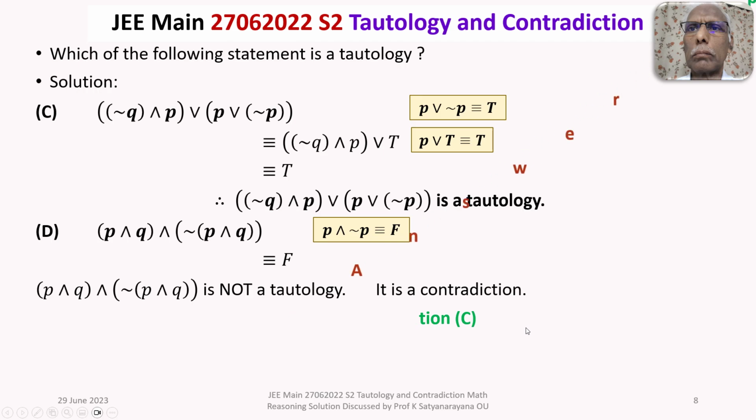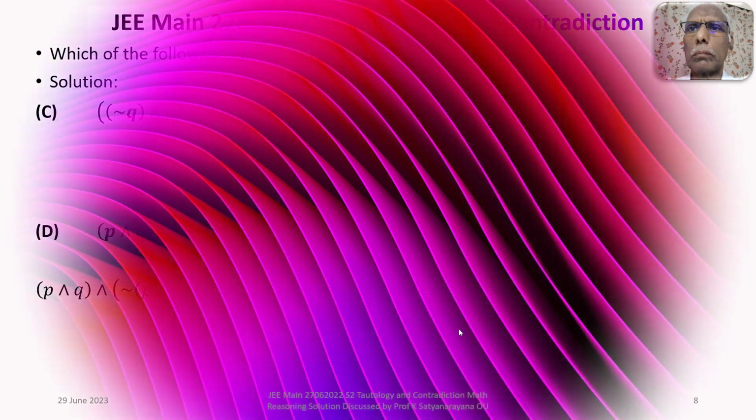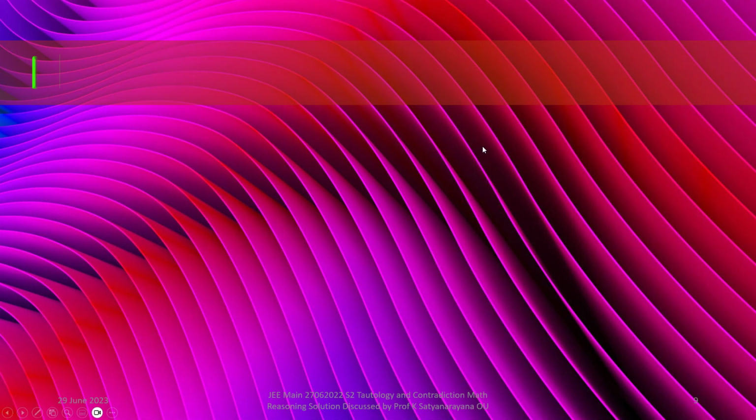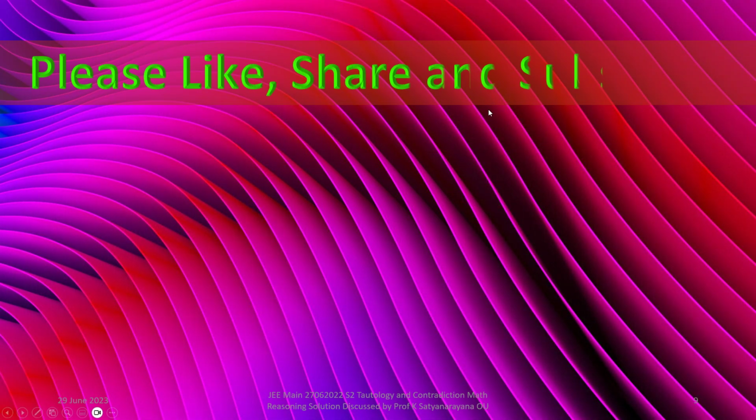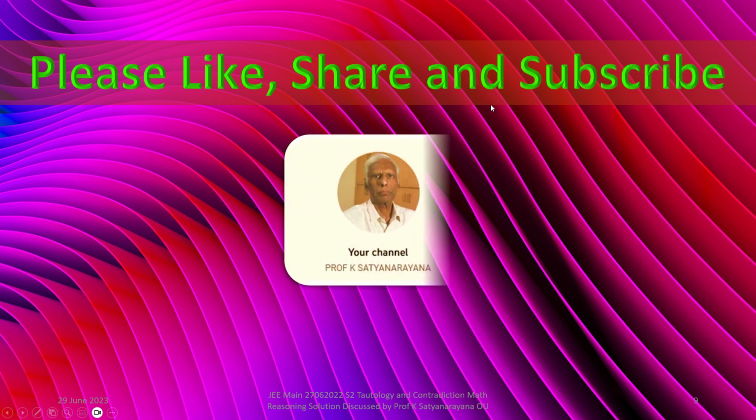So that is the detailed discussion of the solution of the problem from the section Mathematical Reasoning, and the question is based on the concepts of tautology and contradiction. It is a very simple and straightforward problem, and I am sure that you have understood the solution of this problem, and I wish you all the best.